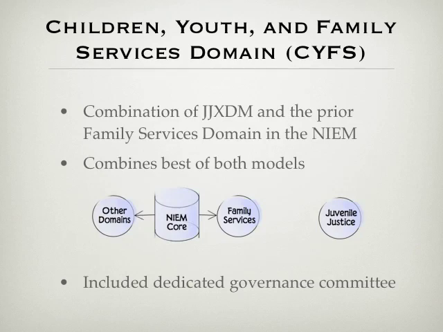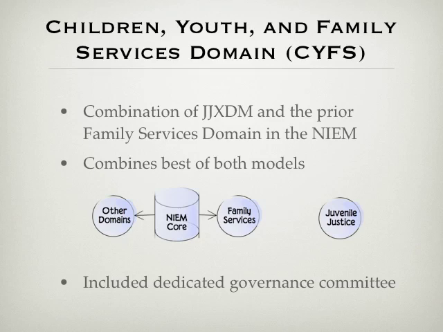A big part of the NIEM is the Children, Youth, and Family Services domain. I mentioned it just 2 slides back. Here's what happened. We had the Juvenile Justice Data Model, which we've talked about previously, and then we had the NIEM. And the NIEM is designed with a core and then several domains. And there's different domains to meet different communities of interest. So there's a domain for justice, and there's a domain for emergency management, and there was a domain for family services. Now, the family services domain and the juvenile justice domain had a wide range of overlap. They had a lot of tags in common, a lot of concepts in common.